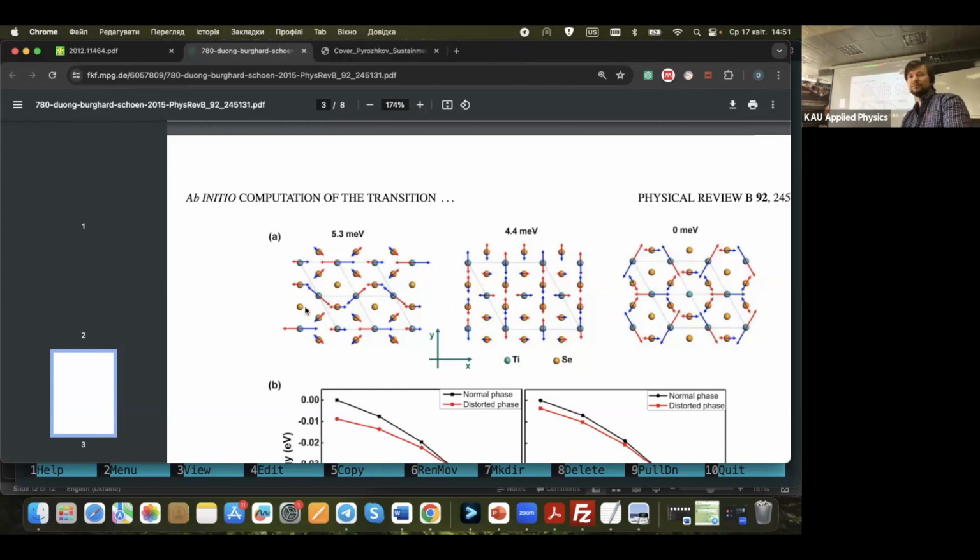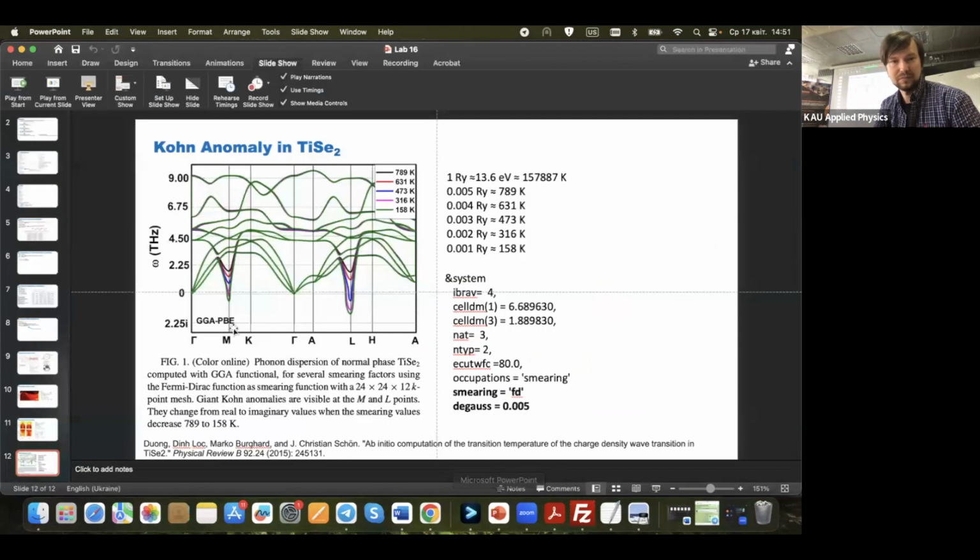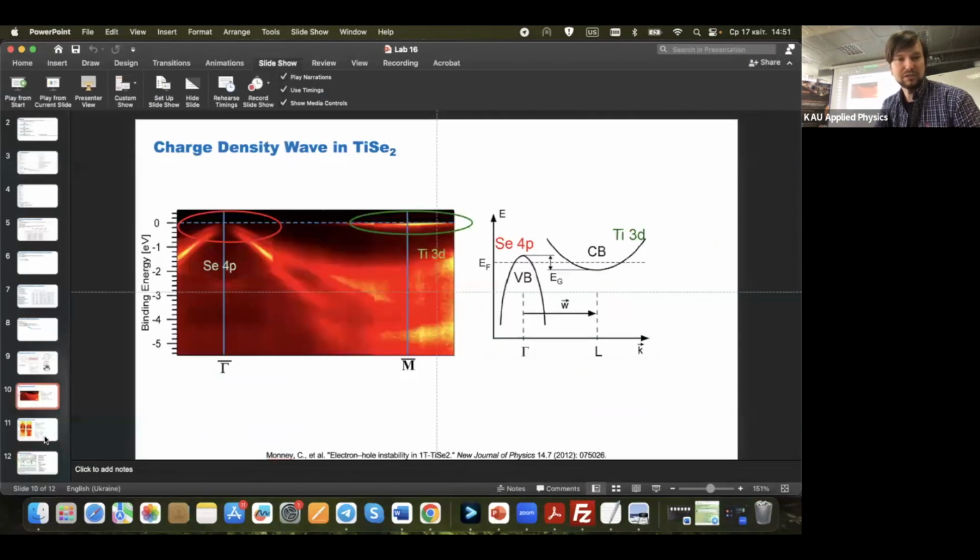I have one question. In the presentation, could you please show the experimental spectrum?